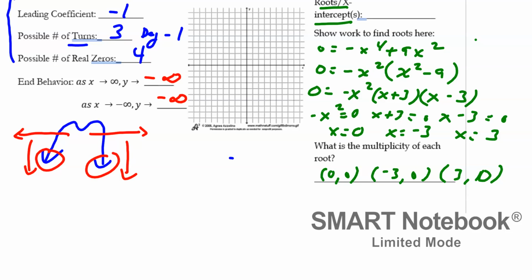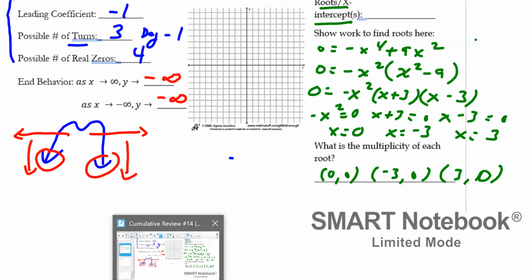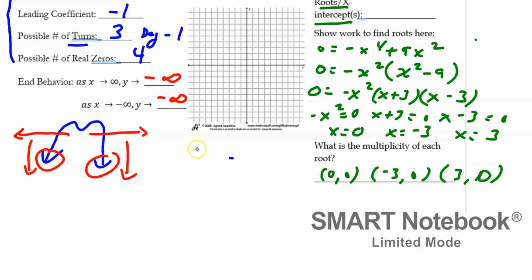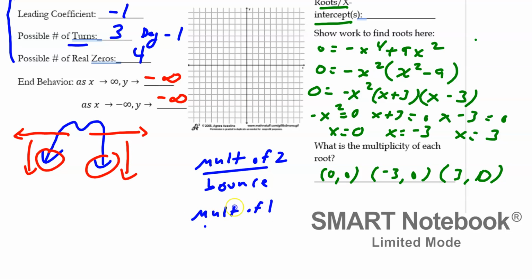Now it asks about multiplicity. To remind you, if it has a multiplicity of 2, let me erase that and try that again. Multiplicity of 2, the graph is going to bounce. If we have a multiplicity of 1, the graph is going to go through the x-axis. So multiplicity means the number of times a root occurs. So we need to be careful here with this first root.